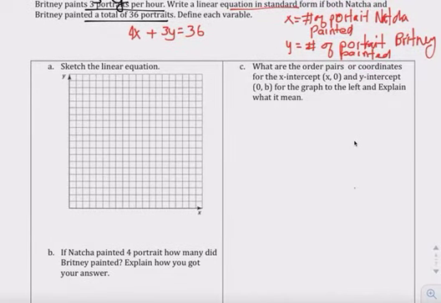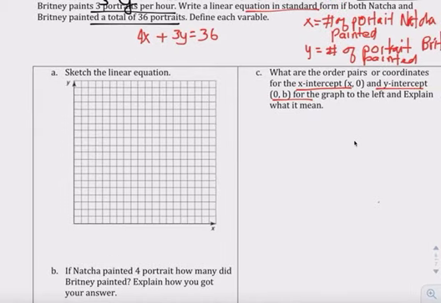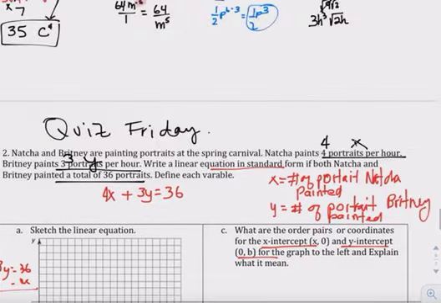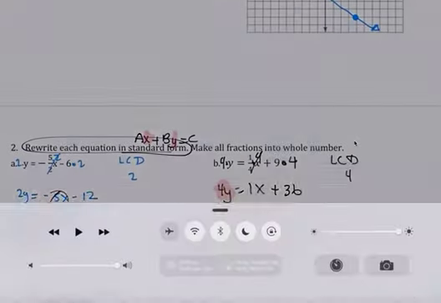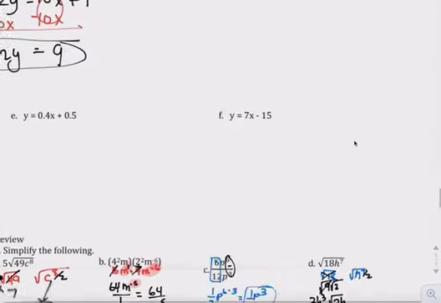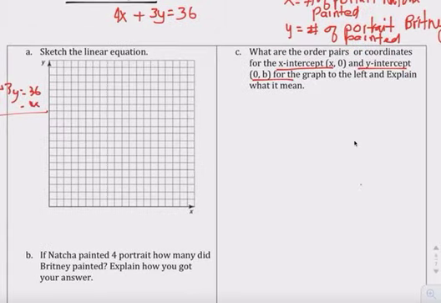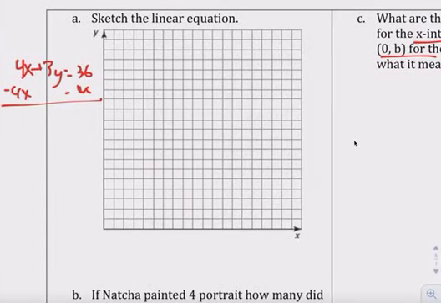Okay, sketch this. There's 2 ways to do this. We can do the x and y intercept, or we can solve for y and graph it that way. Okay, that means you can go 4x plus 3y equals 36. You minus 4x. And then you divide and use slope-intercept form, okay? Like you did up here. Graph it that way. Or you can graph using x and y intercept. Anyways, I'll do it both ways so you can see.